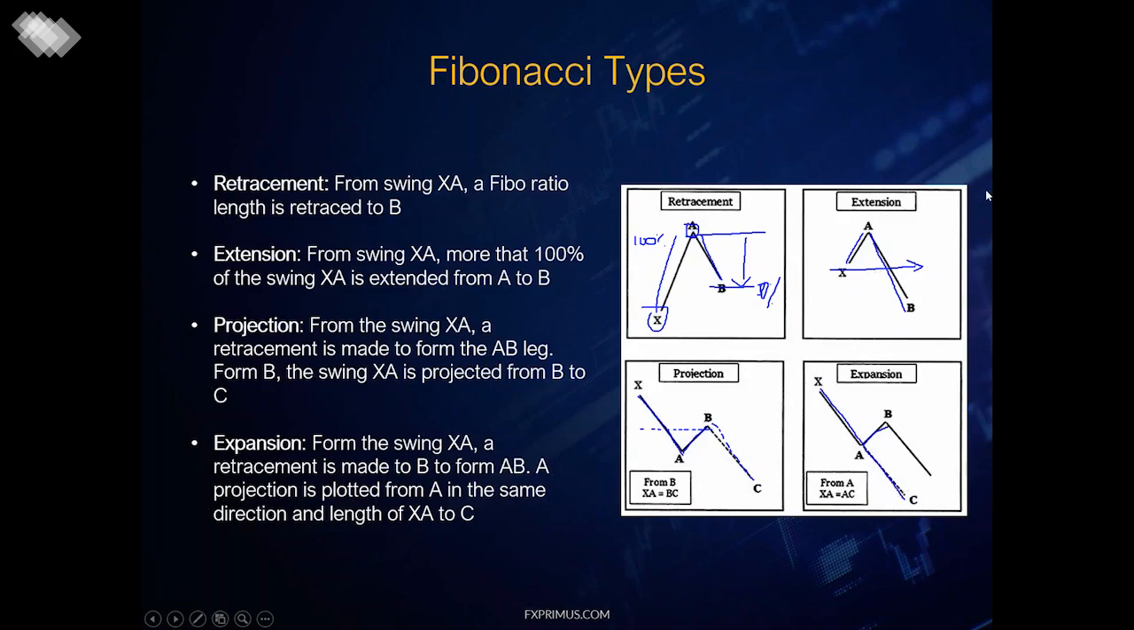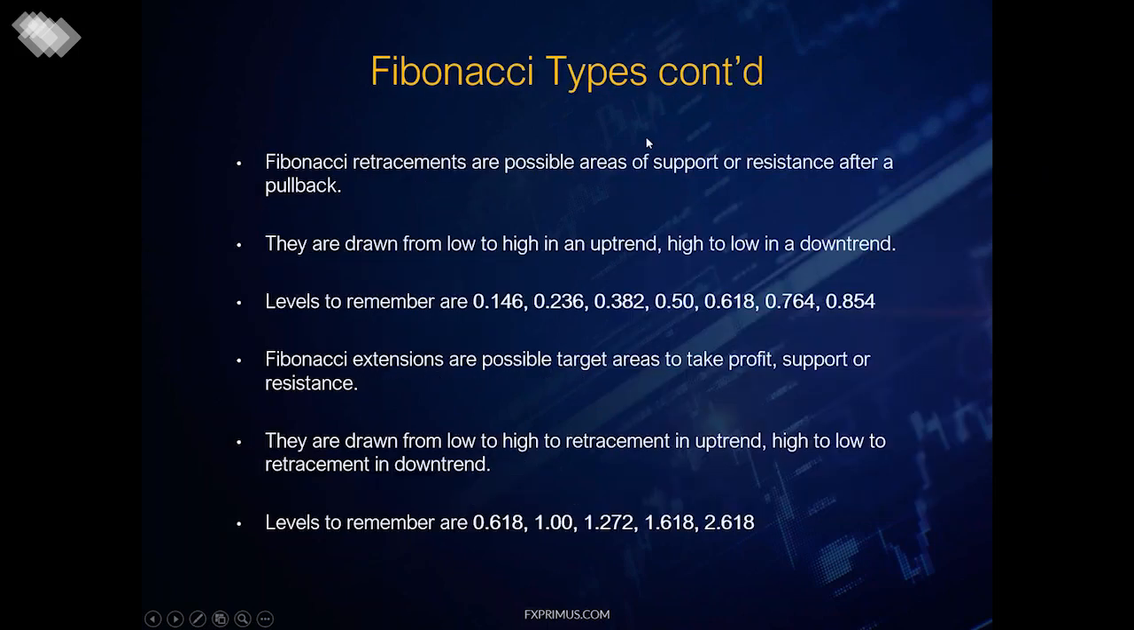So now let's go on to the next slide. I think it's again on Fibonacci. Yes. So Fibonacci retracements are possible areas of support or resistance after a pullback. They are drawn from low to high in an uptrend, high to low in a downtrend. Now, levels to remember are 0.14, 0.23, 38, 50, 61.8, 76, and 85.